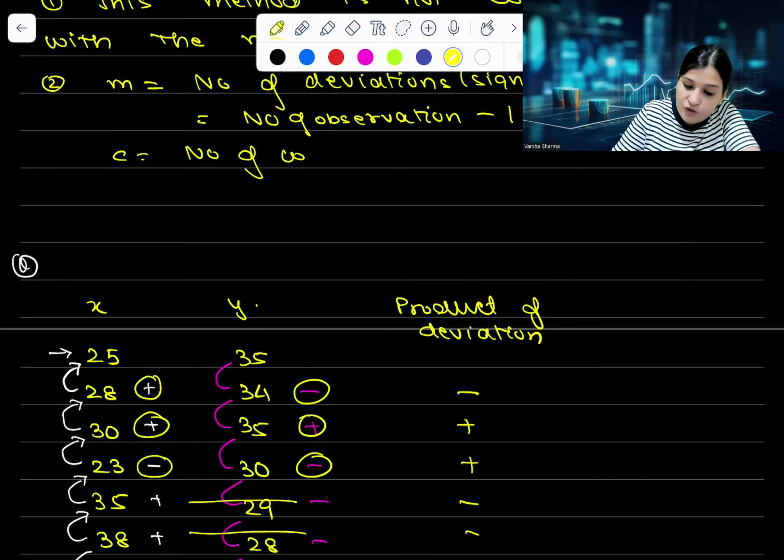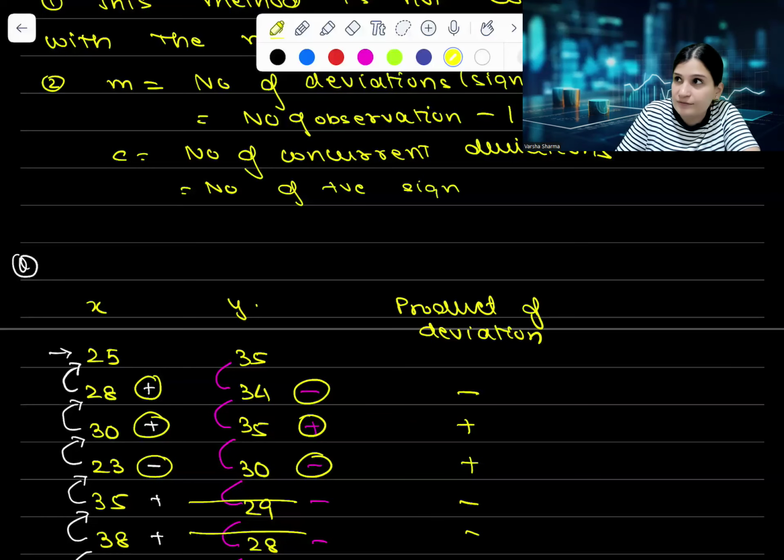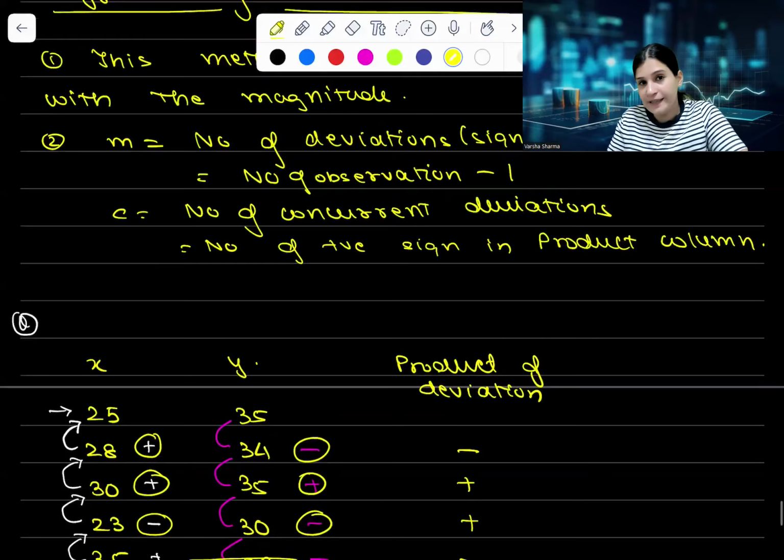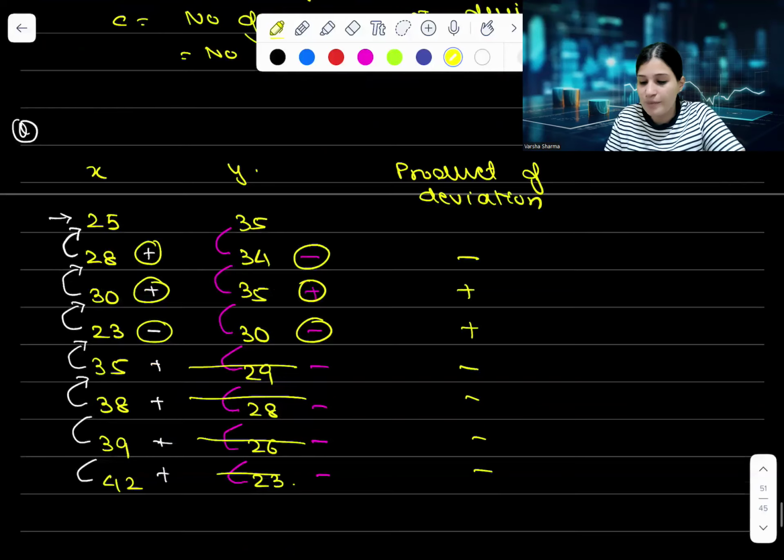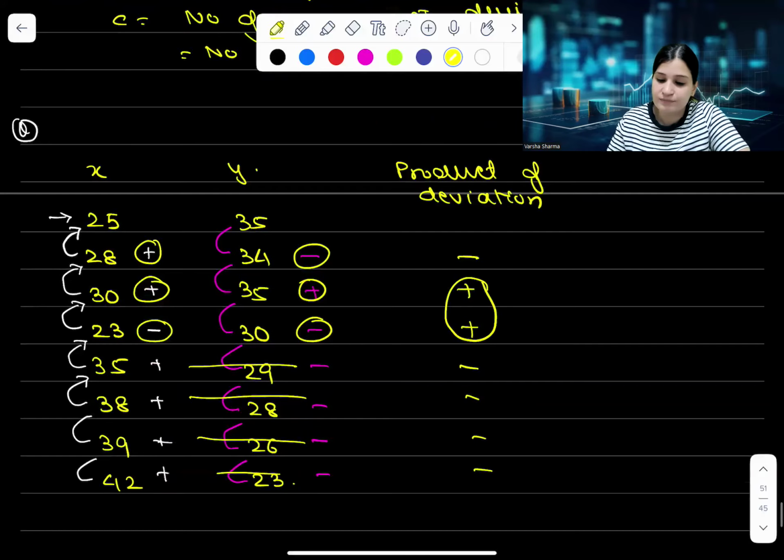Yes, ma'am. The next symbol is C, the number of concurrent deviations. That means the number of positive signs in the product column. In the product column, how many positive signs are there? That is what C is. So how many positive signs are there? 2. C will be 2.